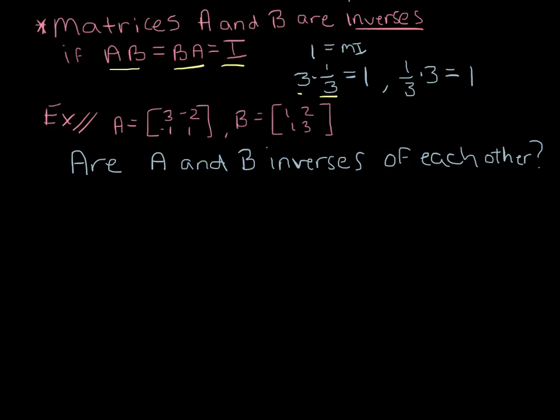I mean, it's no different if I did 2/3 times 3/2, right? That gets you 1. So 2/3 and 3/2 are multiplicative inverses of each other. So in matrix multiplication, it's a little bit different. 1 is the identity matrix.